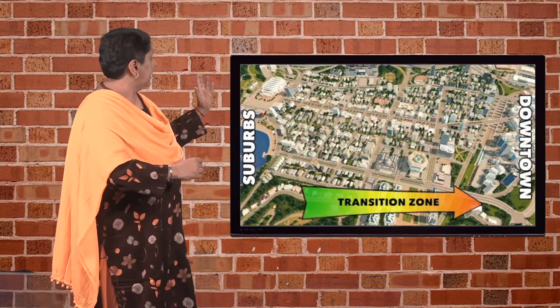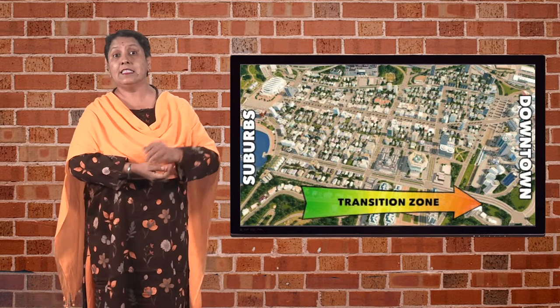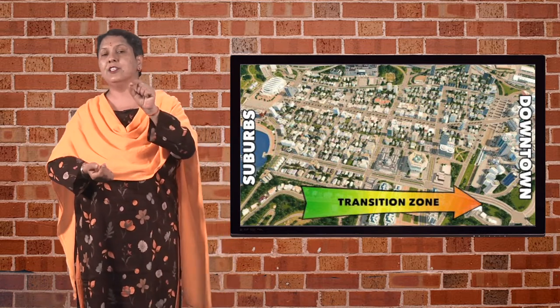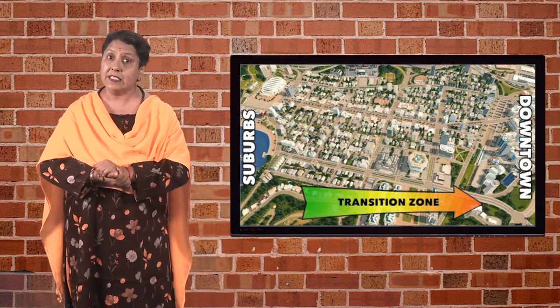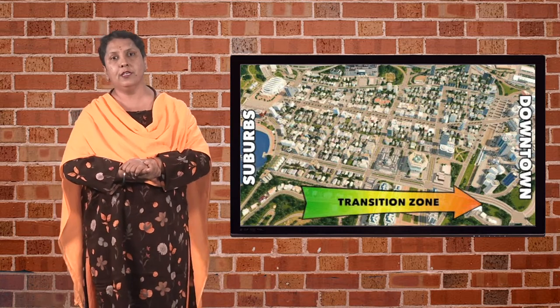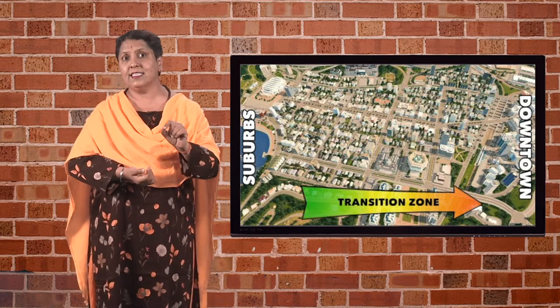Friends, see the second zone on your screen. The second zone is the transition zone. Mixed residential and commercial use characterizes this zone. It is located adjacent to and around the central business district and is continuously transforming, that is, transition takes place.